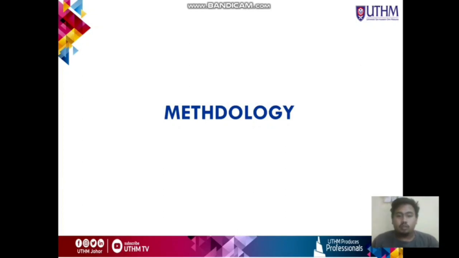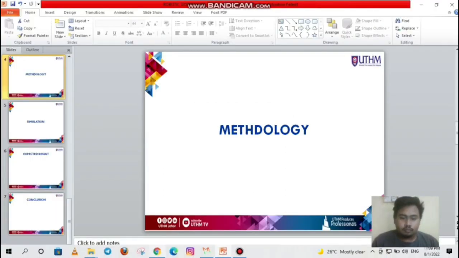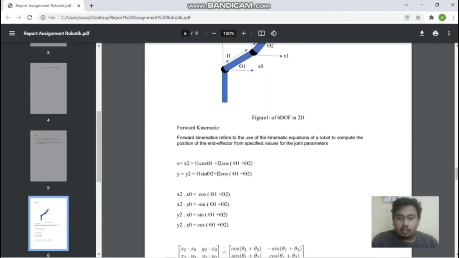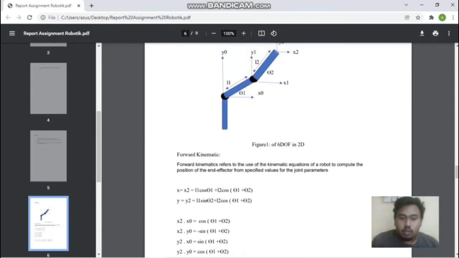So for the methodology, this is our methodology, which is in a 2D diagram, figure 6 in 2D. So for the forward kinematics, X equals X2, which is L1 cos theta 1 plus L2 cos (theta 1 plus theta 2). Y equals Y2 equals L1 sin theta 1 plus L2 sin (theta 1 plus theta 2).